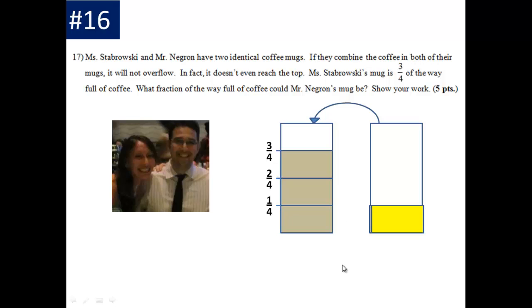If you ever get stuck with a problem, and this one was tricky, just reread it, underline the key information, circle the question, okay? And then do like I did and draw it out. Draw the coffee mugs, make sure they're identical, and then just do exactly what the problem says, okay?